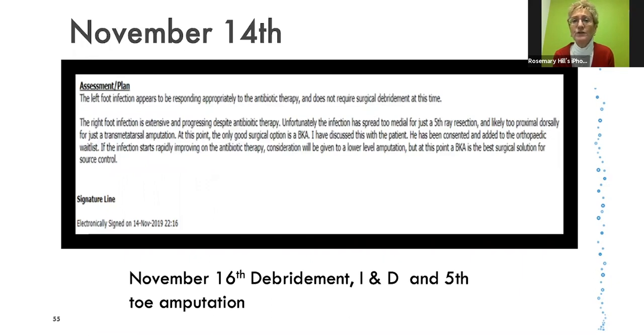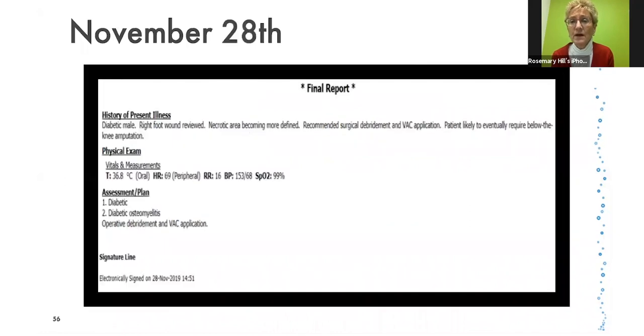And so I included the orthopedic surgeon's note. It's the documentation from the chart, which said, it's looking that this area is going to need to be debrided. We're going to do an I&D. There'll be a 5th toe amputation, but there's a fairly high possibility that he will need a below-knee amputation. Obviously, we wanted to avoid that at all costs. So in the OR, I think I have some photos where you're going to see the actual debridement.